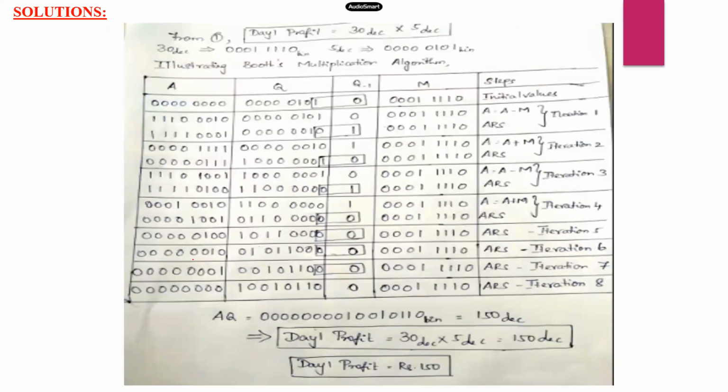So right now, for day one, the profit is 30 rupees into 5. So 30 is a decimal number. The binary number with respect to 8-bit is 00011110. I hope you understand how to convert decimal to binary, right? So you convert the decimal into a binary number, then you will get 00011110.